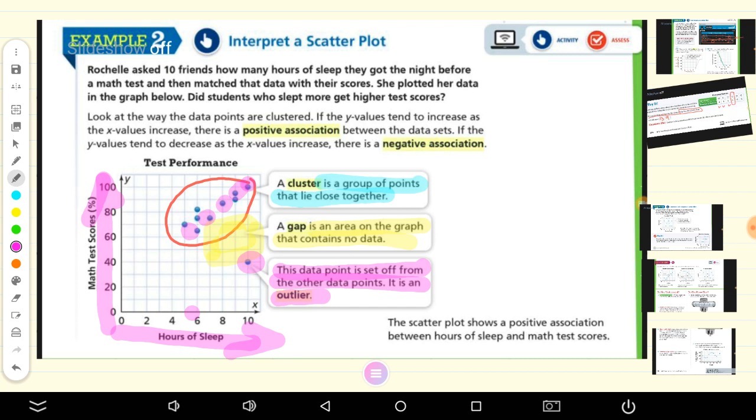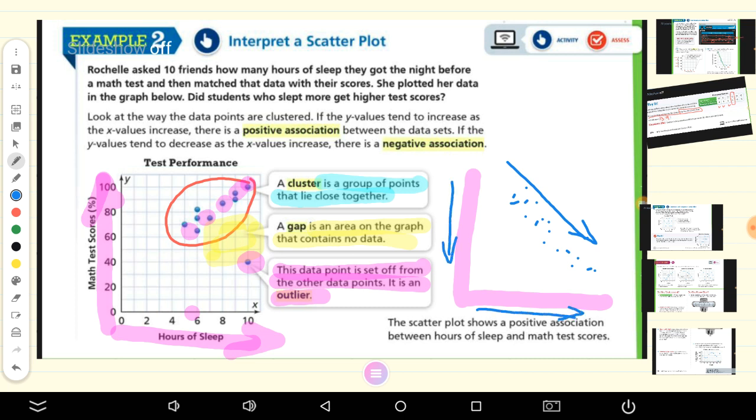If I have a plane like this one, and the points are like this, so it means it's going down. So when x increased, y what? Decreased, get down. So it's called negative association. So it's negative association and positive association.